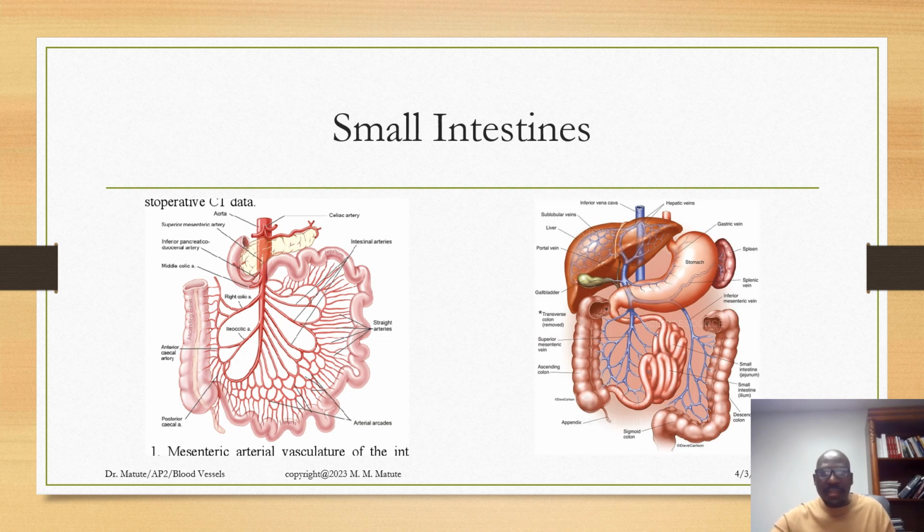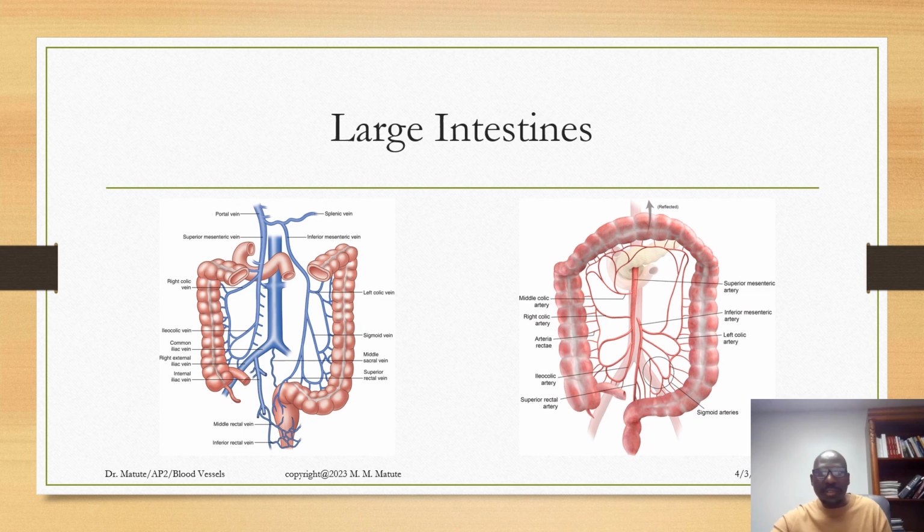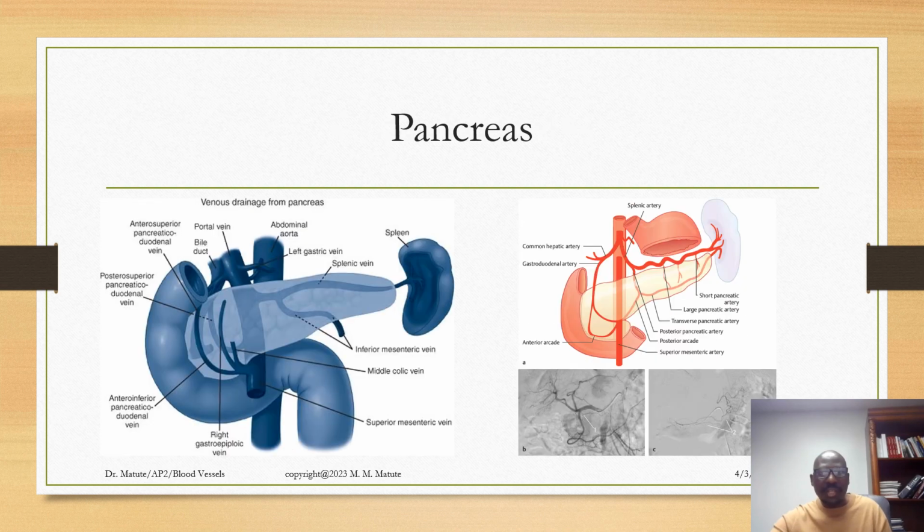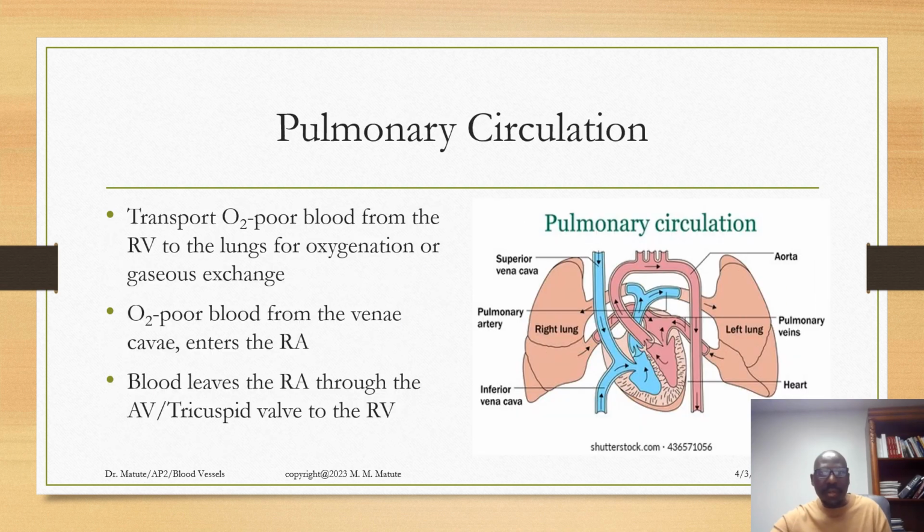The small intestine. So you have to be in a position where, if you are giving examples, you will know that these are major arteries of the small intestine. These are major veins of the small intestine or the large intestine, as the case may be, pancreas, as the case may be. Pulmonary circulation.